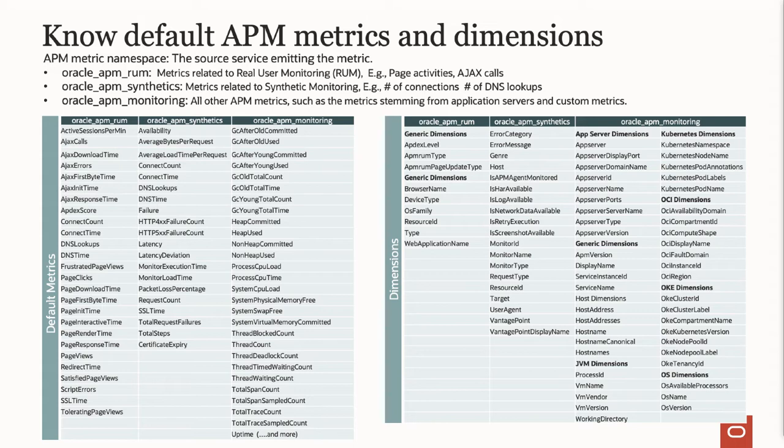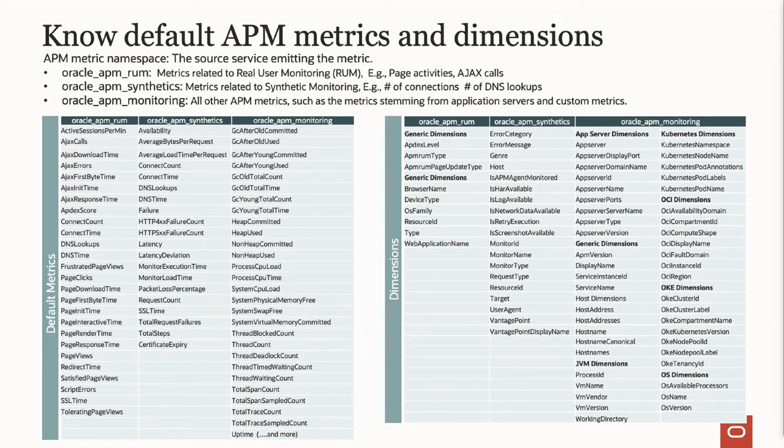This slide shows the list of default APM metrics and dimensions that you can use to monitor your systems. There are three different metric namespaces you can use for APM. They are Oracle APM RUM, Oracle APM Synthetics, and Oracle APM Monitoring. RUM metrics are used for real user monitoring, and synthetics metrics are used for synthetic monitoring. Everything else, such as an app server monitoring, or if you have custom metrics, they go under the Oracle APM monitoring namespace.